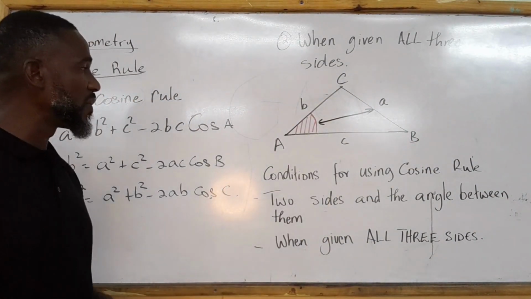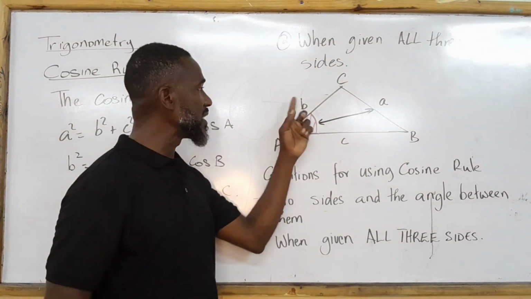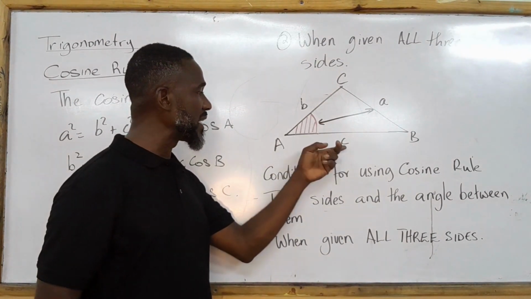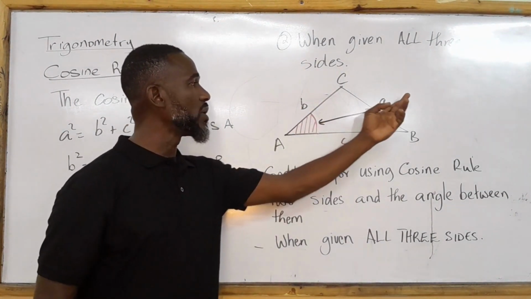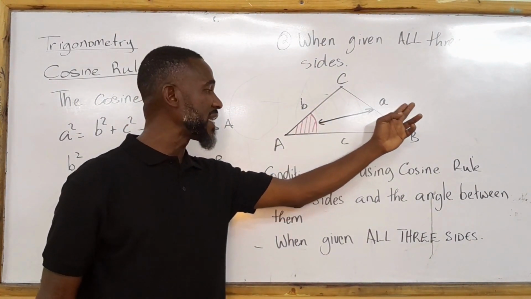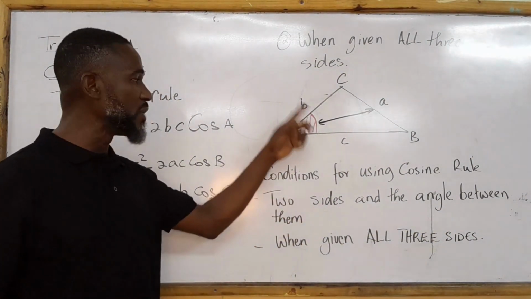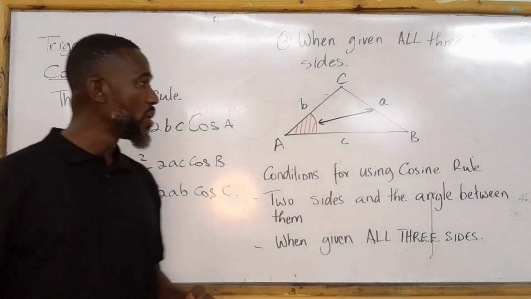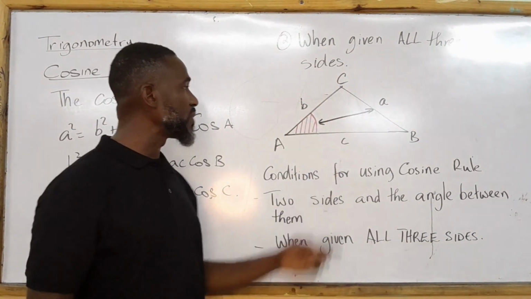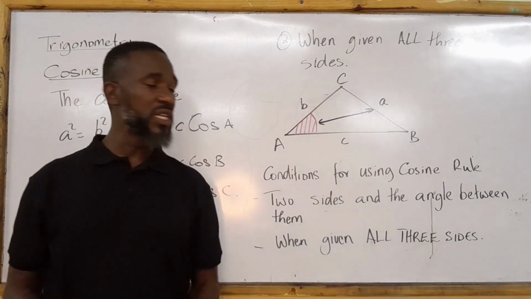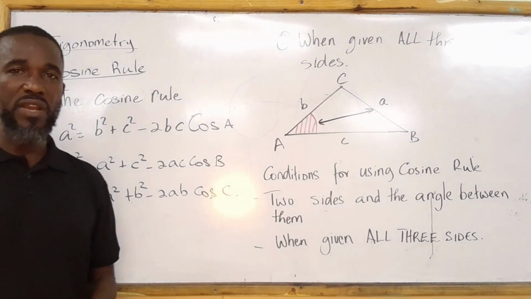So whenever we are given two sides, in this case side B and side C, we will be asked to find side A. Whenever we are given two sides and the angle between them, we apply the cosine rule. The second condition is when we are given all three sides, A, B, and C. So those are the two conditions under which we use the cosine rule.